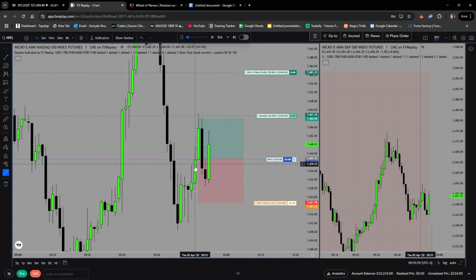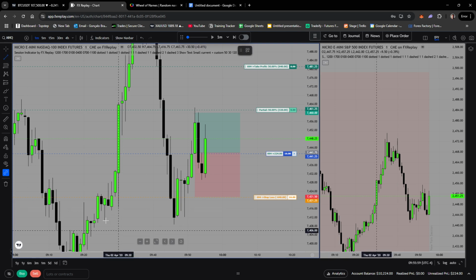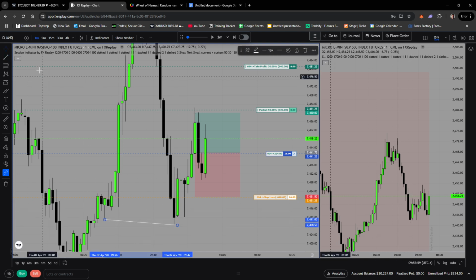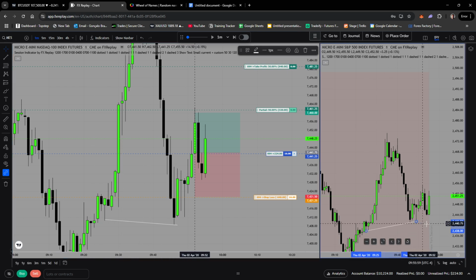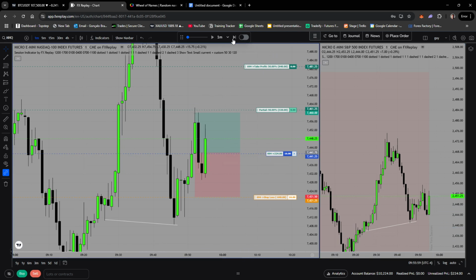So we entered off a displacement plus the fair value gap, and we do have SMT confirming my bias here. NQ made a lower low, whilst ES made a higher high. This is bullish SMT. Normally, NQ will follow ES. A bullish SMT that you want to see is ES making a higher low, whilst NQ makes a lower low. As we know in a market, when we're increasing, we'll make higher highs and higher lows.